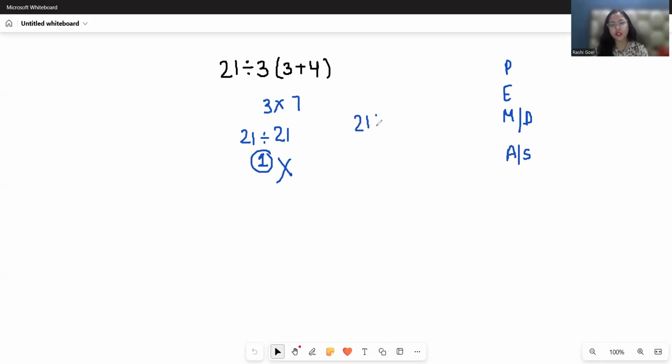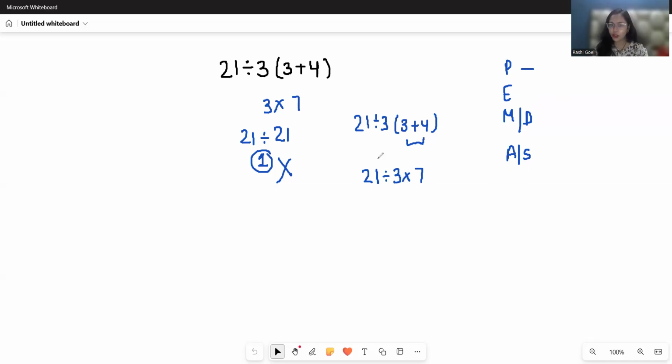Rewrite the expression: 21 divided by 3 bracket 3 plus 4. As per the PEMDAS rule, first we have to solve the parenthesis. The parenthesis is 3 plus 4, that is 7. Now read out the left out terms: 21 divided by 3. So what sign comes when no sign is given between the bracket and the number? Multiplication. Now you have two operations left, that is division and multiplication.